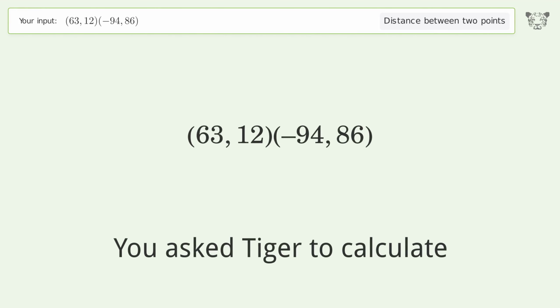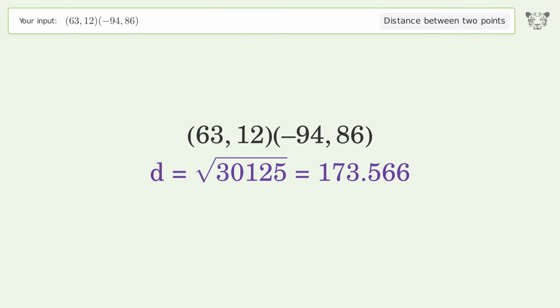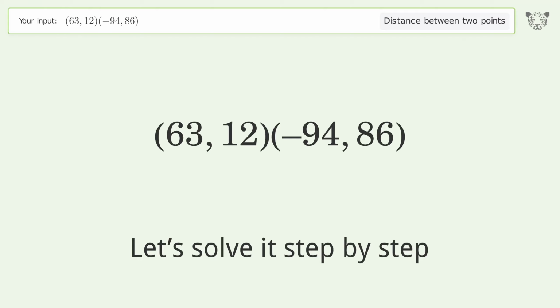You ask Tiger to calculate. This deals with the distance between 2 points. The distance between the 2 points is the square root of 30,125, or 173.566. Let's solve it step by step.